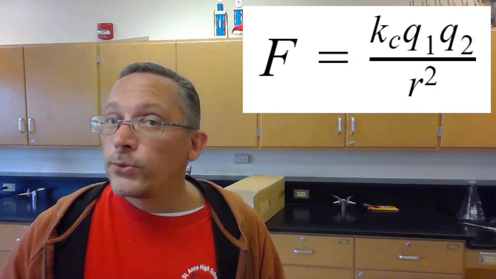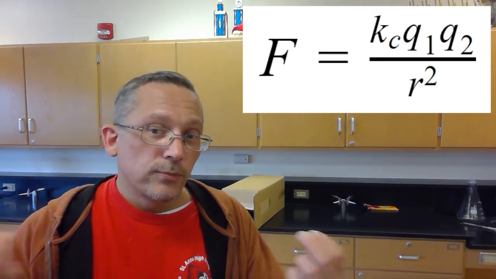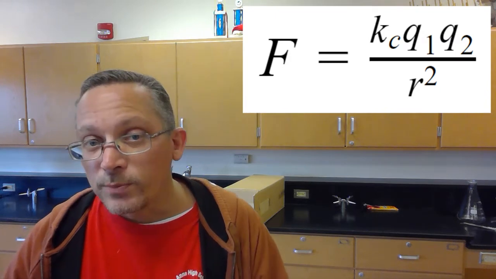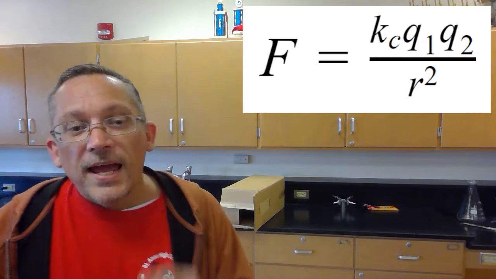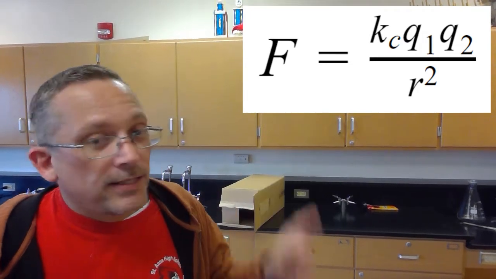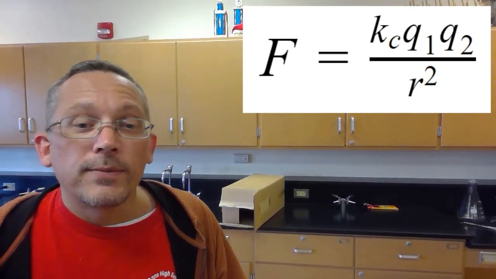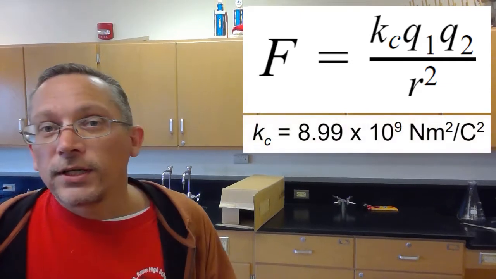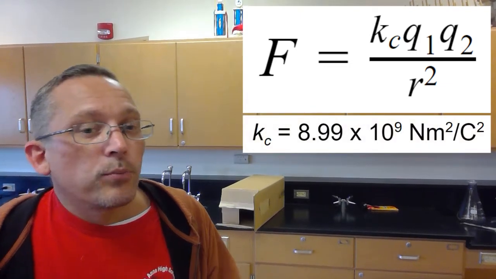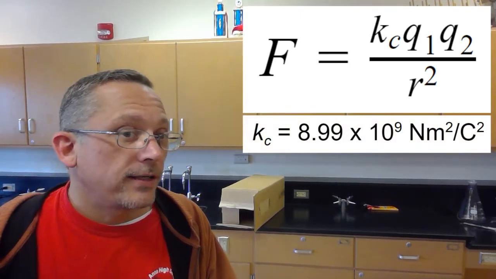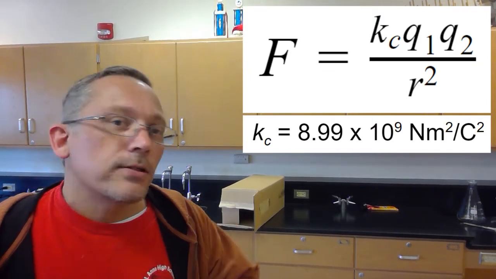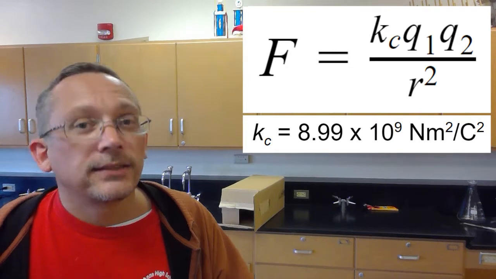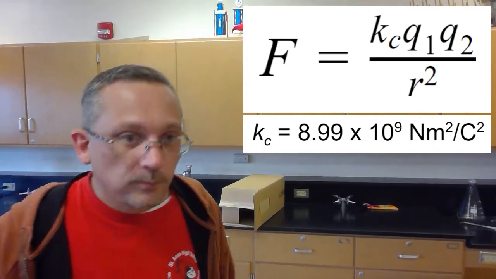R is the distance between those charges. When the charges move closer together, there'll be more force between them. If they're further apart, there'll be less force between them. And then you can see Kc here is what's called Coulomb's constant. Kc is just a number, and it's equal to 8.99 times 10 to the 9th newton meter squared per coulomb squared. And it's just always this number, 8.99 times 10 to the 9th power.